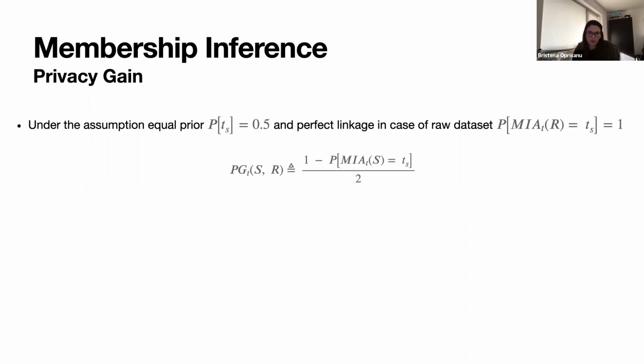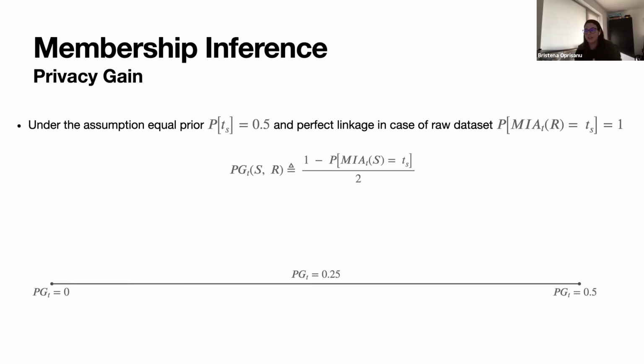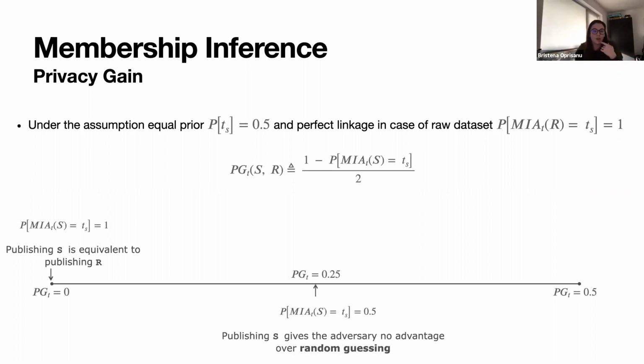Therefore, we adjust our privacy gain formula in this case to be 1 minus the probability of the MIA correctly predicting whether the target was present in the data set or not. And for this, the privacy gain value will be slightly shifted. We will have a privacy gain value between 0 and 0.5, where 0 means that publishing the synthetic data is equivalent to publishing R, and we have that MIA probability of 1. If the privacy gain is 0.25, we have that publishing the synthetic data set gives the adversary no advantage over random guessing. And if we have the privacy gain of 0.5, we have that publishing S reduces the adversary's chance of success.